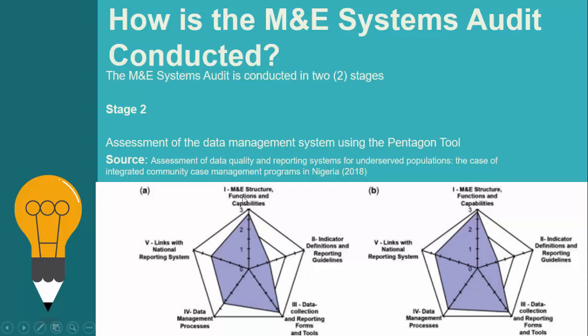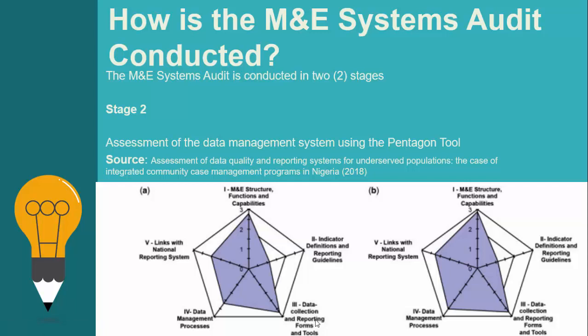So now what you're assessing is the M&E structure. You want to check whether the organization has a properly functioning structure. You want to check whether they have indicator definitions and reporting guidelines. You want to check whether they have data collection and reporting forms, data management processes, and links with the national reporting system. So those are the things you need to check for.